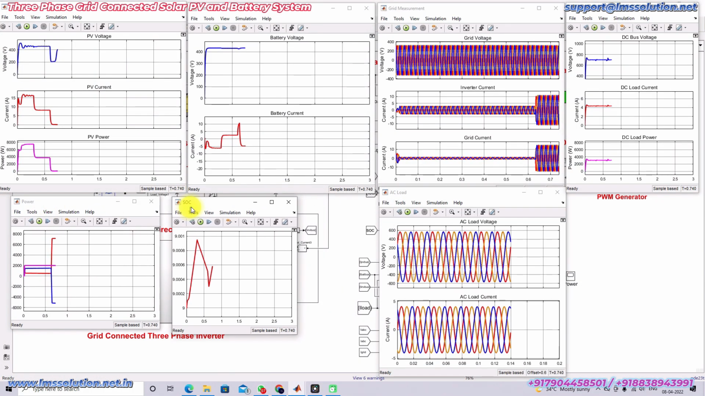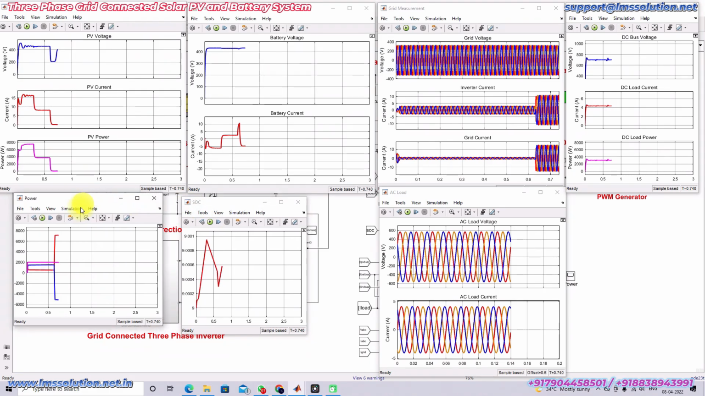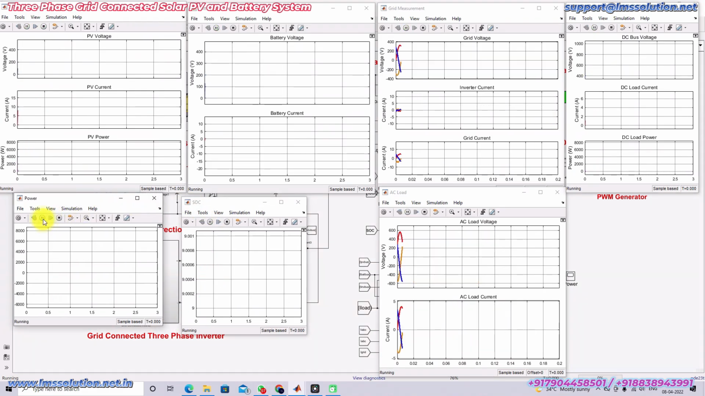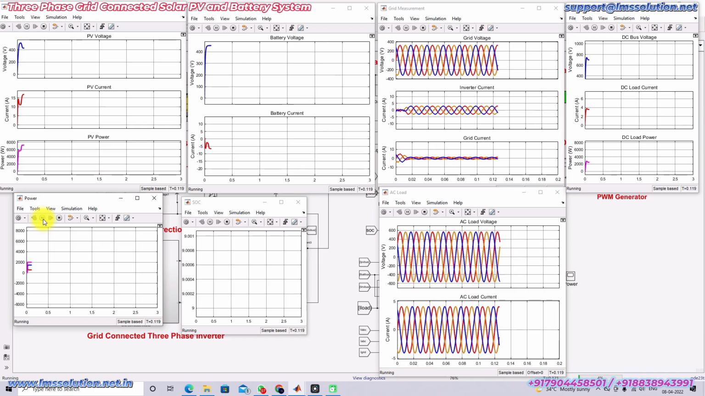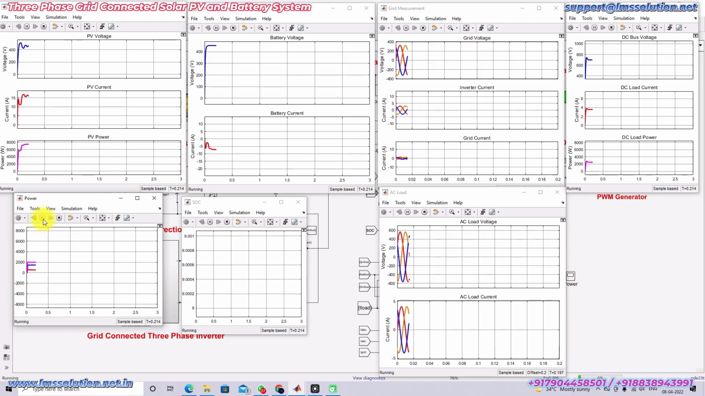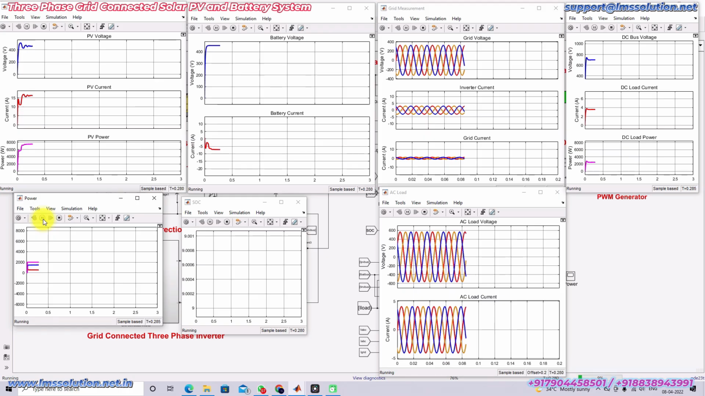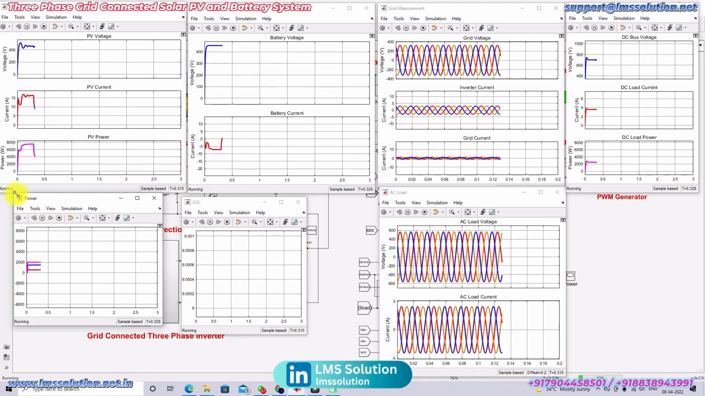And then I'm going to explain the results. Here the SOC of the battery is fixed at 50%, and we are varying the irradiation from 1000 watts per meter square to 500 watts per meter square, and then 10 watts per meter square. Again it will be increased to 500 and 1000 watts per meter square. The changes happen every 0.3 seconds, so every 0.3 seconds the irradiation status changes, and you have to check the results.